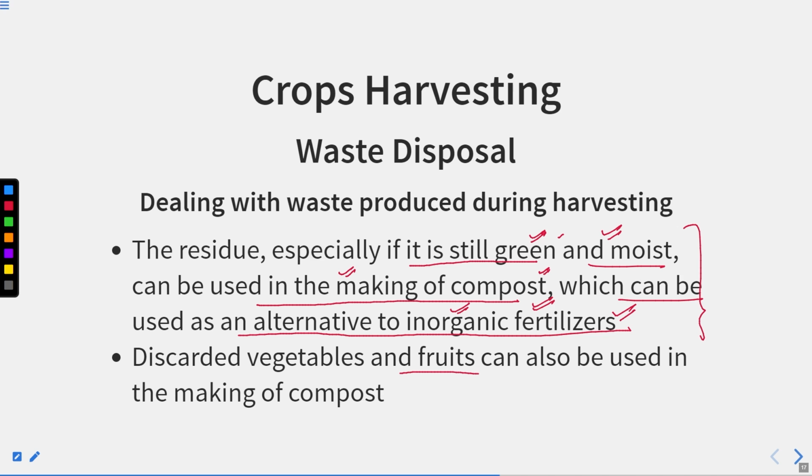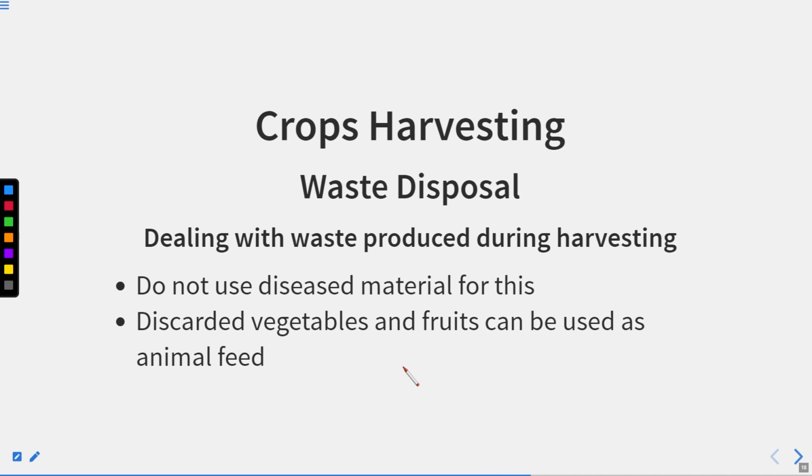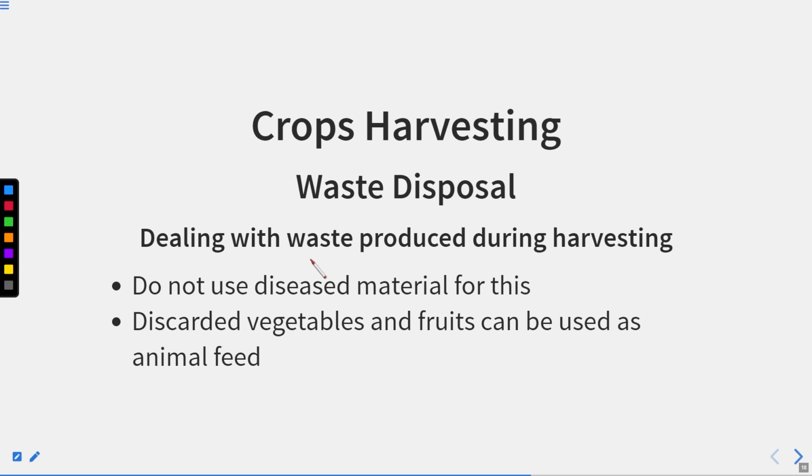Degraded vegetables and fruit can also be used for making compost. Sometimes these vegetables and fruits also get decomposed, so they can be collected from the field and used for making the compost. Do not use diseased material for this. Dealing with the waste produced during the harvesting, do not use the diseased material for this. For the waste disposal, we should not use any type of diseased material.